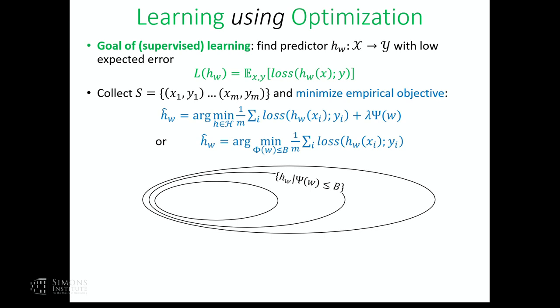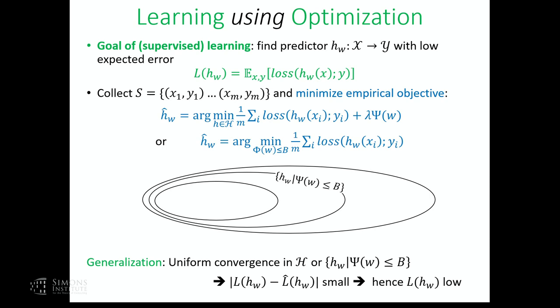If you were here for Peter and Sasha's talks, a classic way to establish generalization is to establish uniform convergence in the sublevel sets of psi. If we establish uniform convergence in sublevel sets of psi and we find a solution with small psi, then we know that our population objective is also going to be as good as our training objective. Great. So let's look at a concrete example.